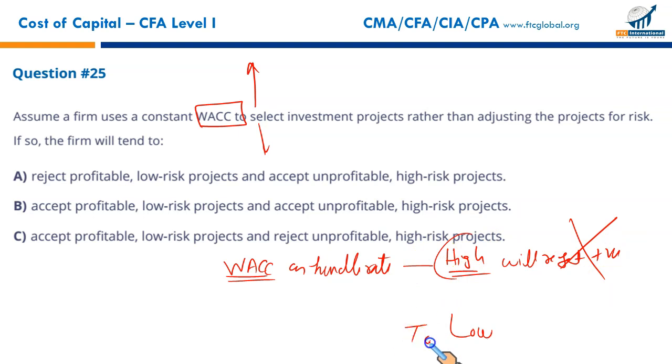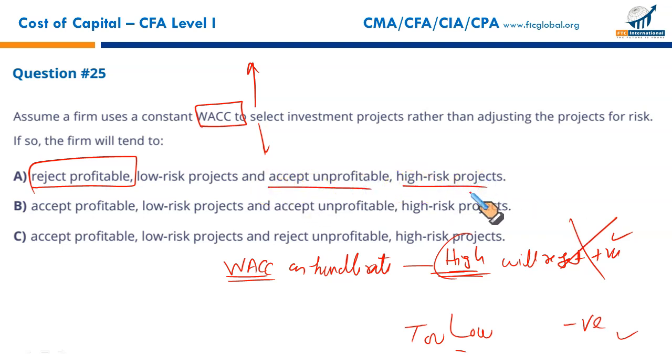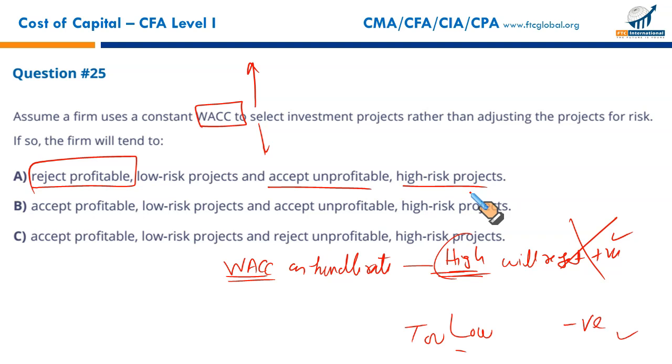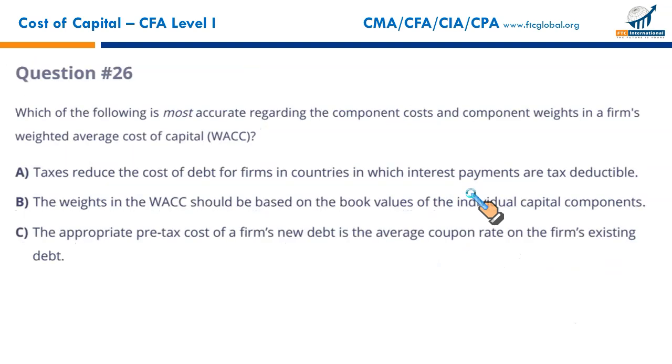If it is kept too low, some bad projects might be selected. That's the problem. If WACC is not adjusted for risk, it's either too high or too low. If it's too high, some good projects might be rejected. If it is too low, some bad projects might be selected. So you might reject some profitable projects because it is too high, and you might select some unprofitable projects because you have kept it too low. So WACC requires adjustments for different riskiness of the project. So that makes A the correct option.